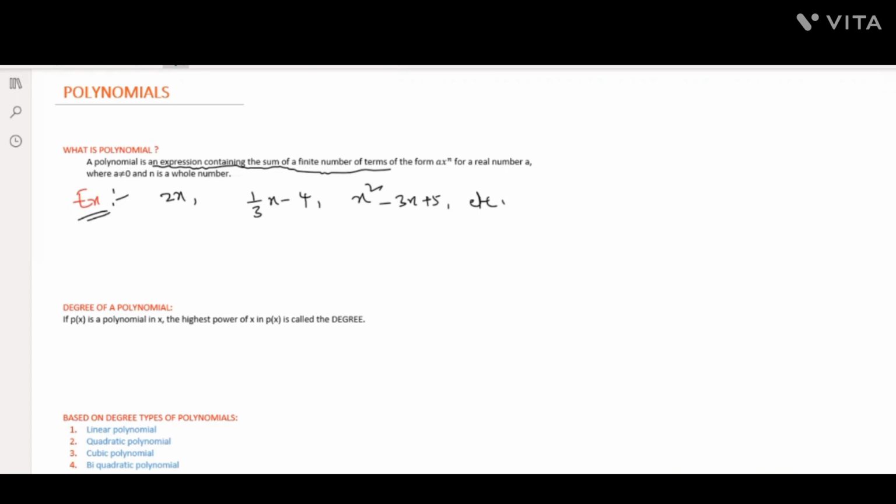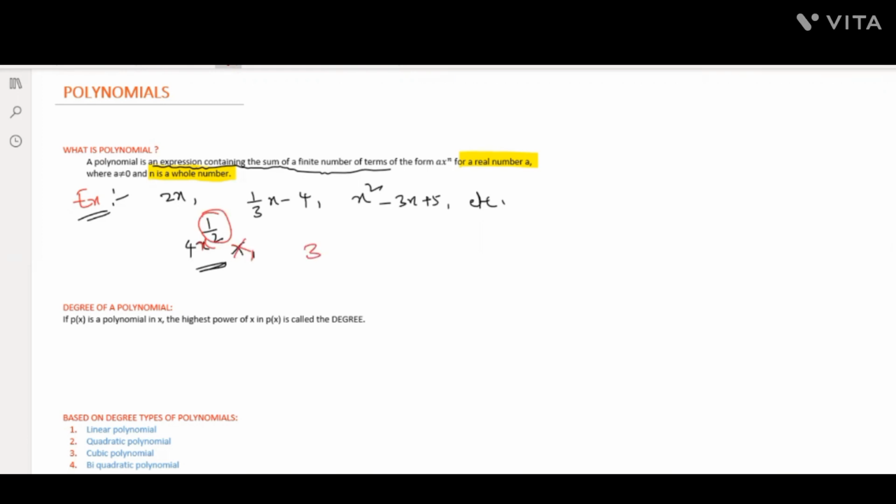And I will give you some that are not polynomials. For example, 4 into x power 1/2. This is not a polynomial. Why? If you look at the definition, a is a real number and n is a whole number. The power of x can be 0 to infinity, anything, but it's not a rational number. It should be a whole number. Here, 1/2 is not a whole number. So that's why it is not a polynomial.